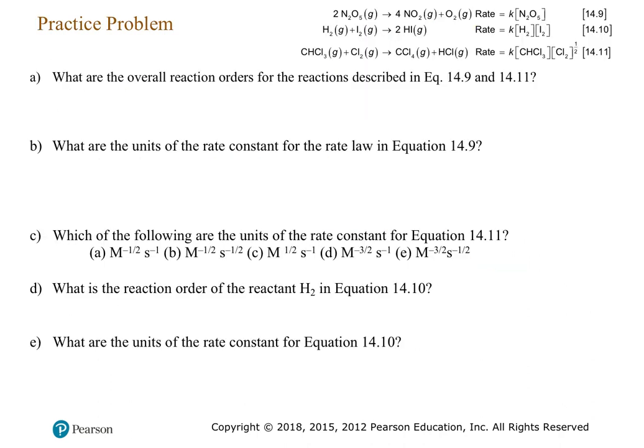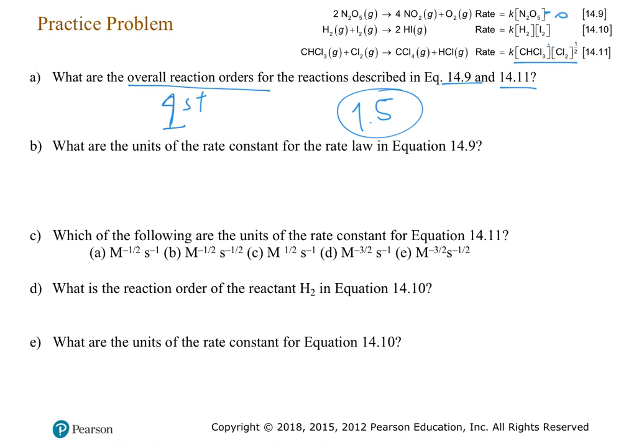In this set of problems, they want to look at the total order and also units. So the overall reaction orders for 14.9 and 14.11. For 14.9, we have just first order overall. For number 14.11, we have 1 plus a half, so the overall order is 1.5.